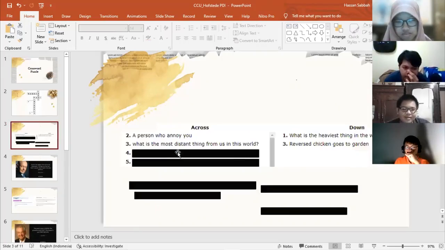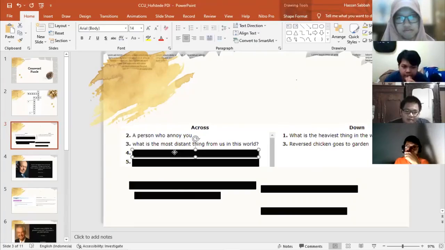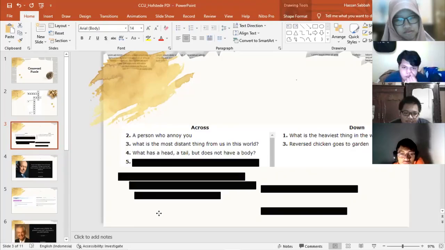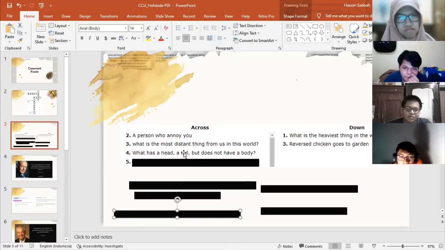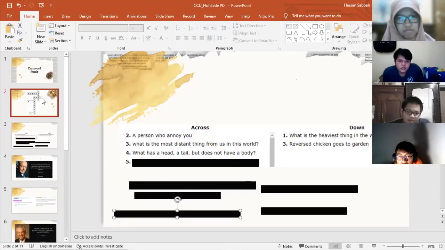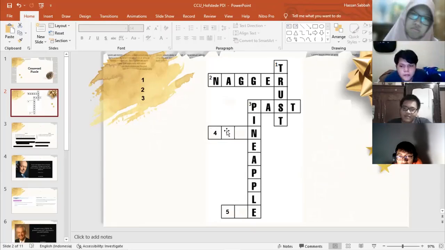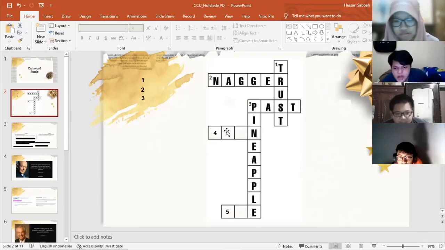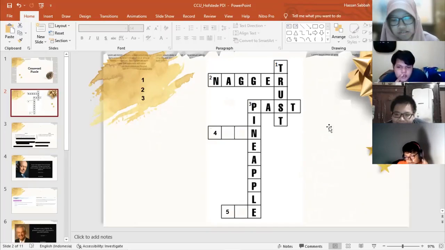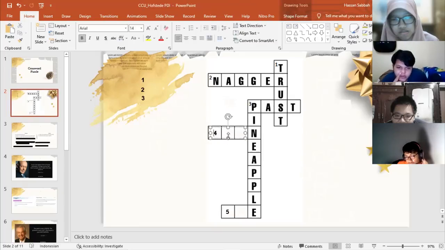Okay, and then number four. The question is, what has a head, a tail, but doesn't have a body? It is four letters and ends with N. May I, sir? Yes, Arif? I think the answer is coin. Oh, yes.